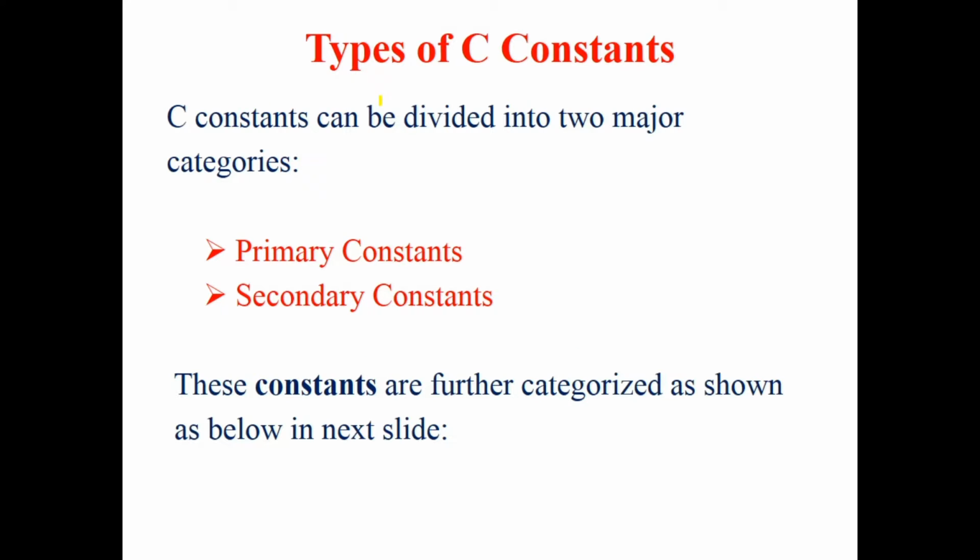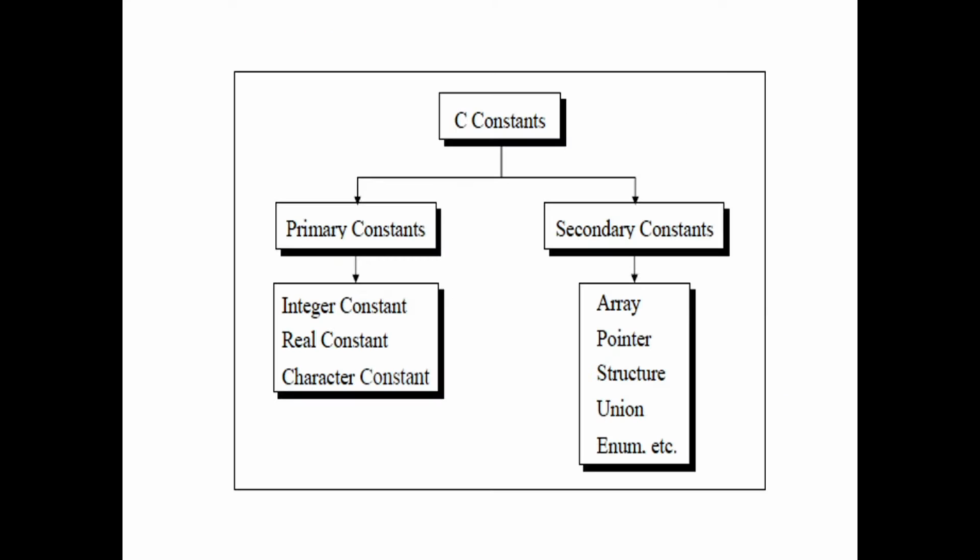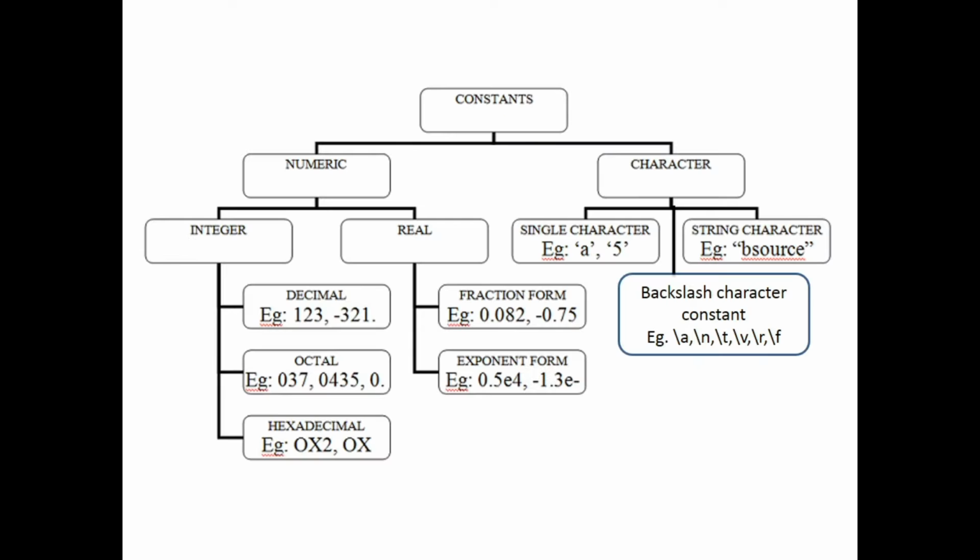So C constants can be divided into two major categories: primary constants and secondary constants. These constants are further categorized as shown in the next slides. Primary constants are integer, real and character constants, and secondary constants can be array, pointer, structure, union, enum. These are the higher concepts. We'll first see only the primary constants.